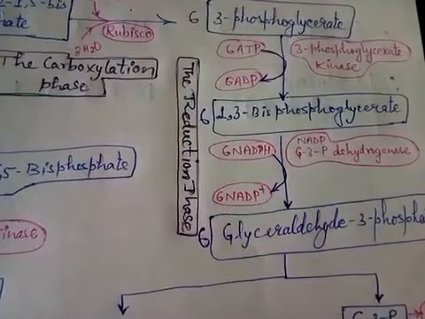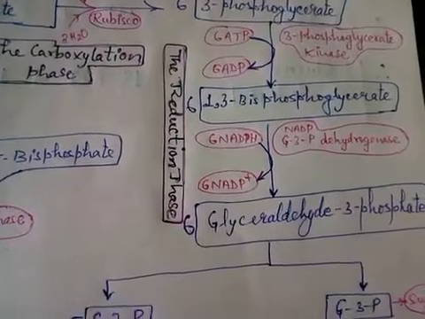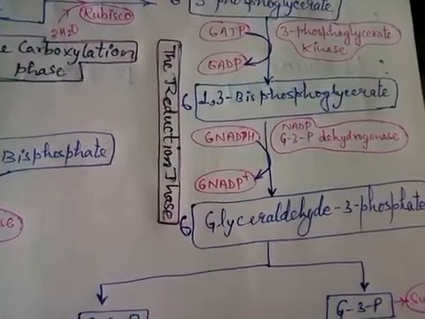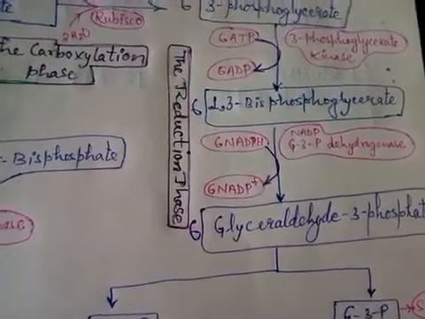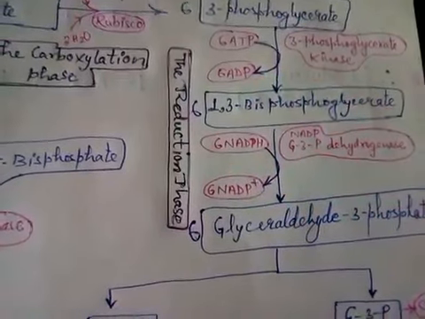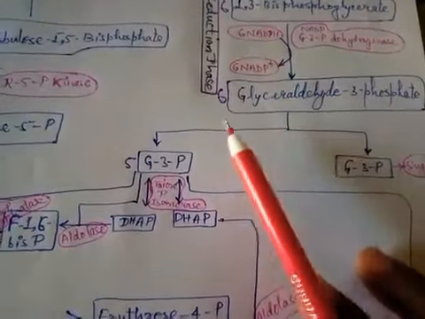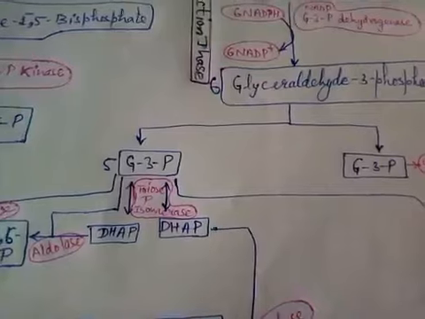This 1,3-bisphosphoglycerate is now converted into glyceraldehyde 3-phosphate in the presence of enzyme glyceraldehyde 3-phosphate dehydrogenase at the expenditure of 6 NADPH. Further, these glyceraldehyde 3-phosphate molecules, which are 6 in number, are divided into two sides, that is one has the 5 molecules and the other has 1 molecule.